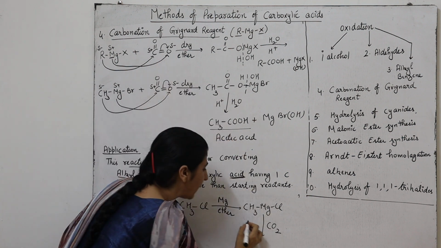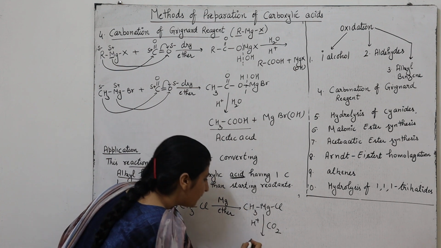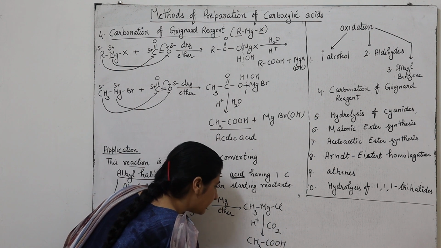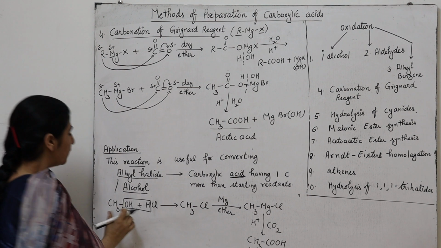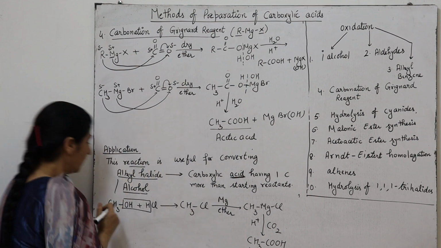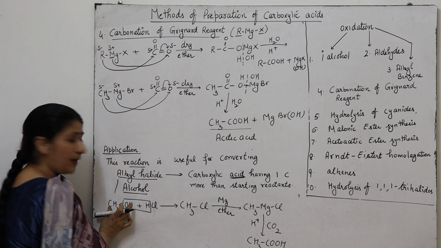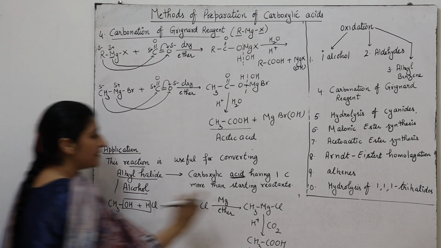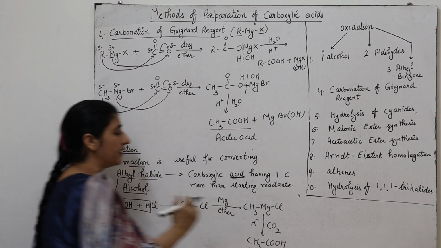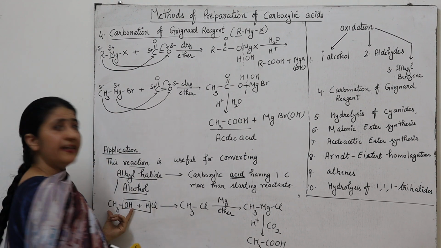This reaction is followed by hydrolysis in the presence of acid. Then we get CH3COOH, the acetic acid. So this is a method of preparation from alcohol to carboxylic acid. What is the difference between reactant and product? In this case, the number of carbon atoms in the reactant is 1, whereas the number of carbon atoms in the product is 2. So this reaction is used for the production of those carboxylic acids having one more carbon atom than the starting alcohol.